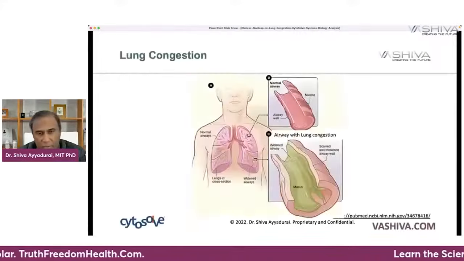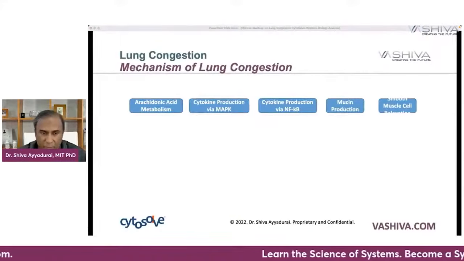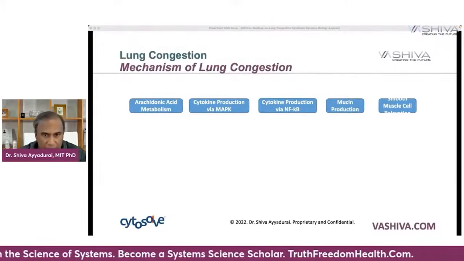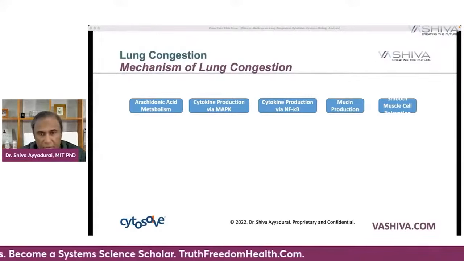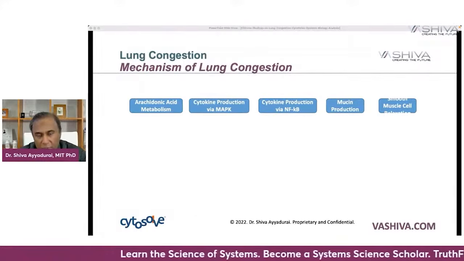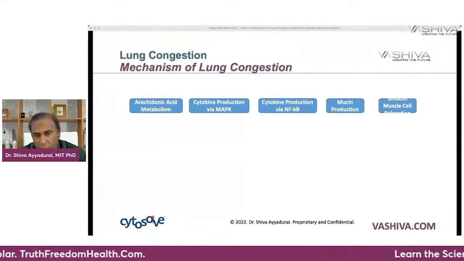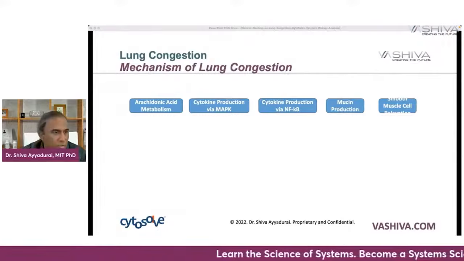Let's talk about lung congestion. These are the 5 biomolecular mechanisms. One of them is where your body metabolizes arachidonic acid, and that results in inflammation, we'll talk about. Then you have cytokine production via two pathways, MAPK or NF-kappa beta. The issue is how much do you have, because when you have too much of them, you create the cytokine storm. Then the fourth one is mucus production through mucin production. And then the last one is smooth muscle relaxation.